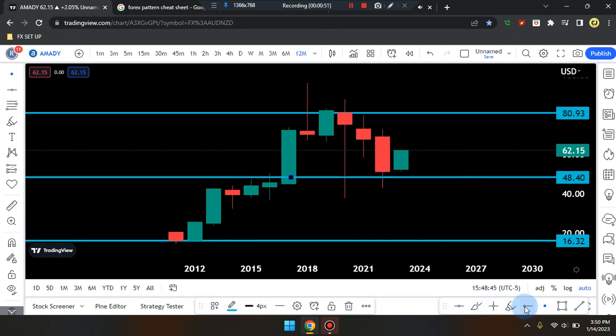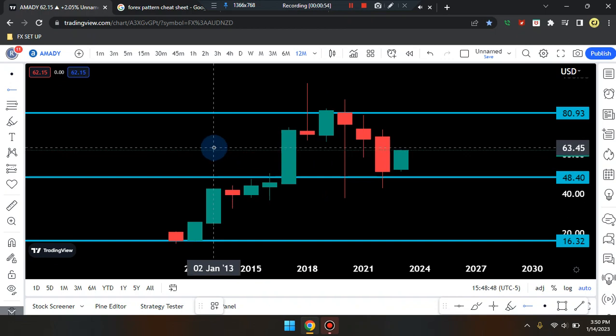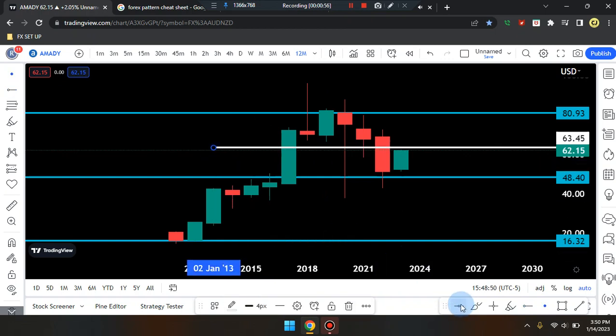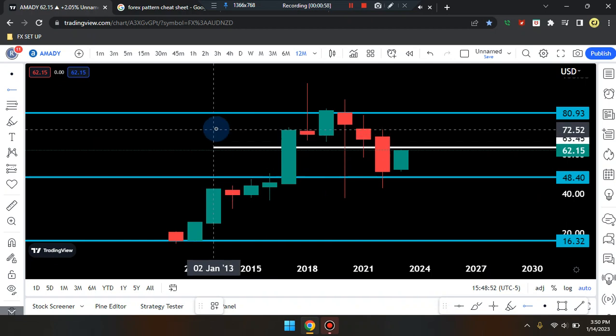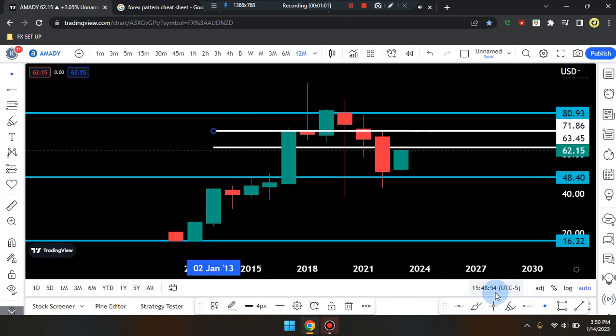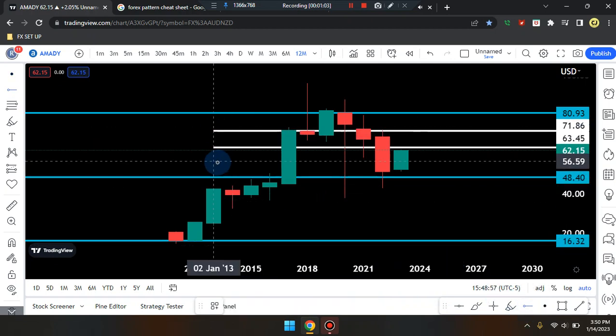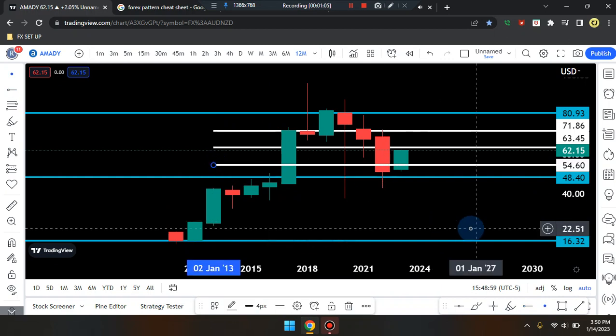Also adding second level highs, third level highs, and fourth level highs.